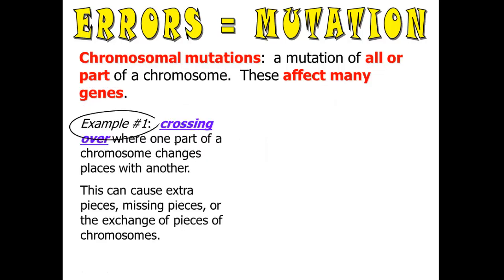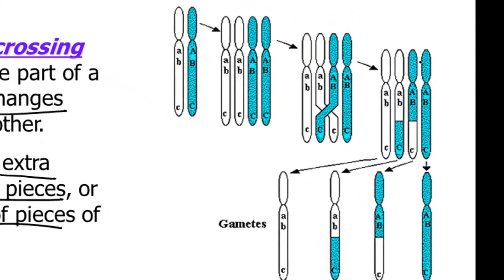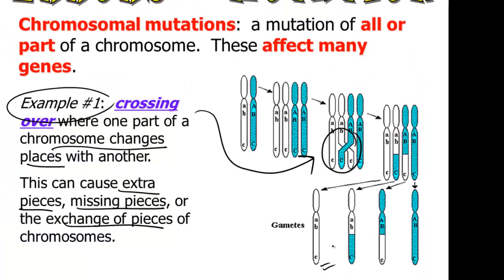An example of a chromosome mutation is called crossing over. This is where a whole chunk of a chromosome will switch places with another. So you see here the crossing over of these two chromosomes, and that will cause pieces to be in the wrong spot. An example of this is with Cri-du-Chat syndrome.